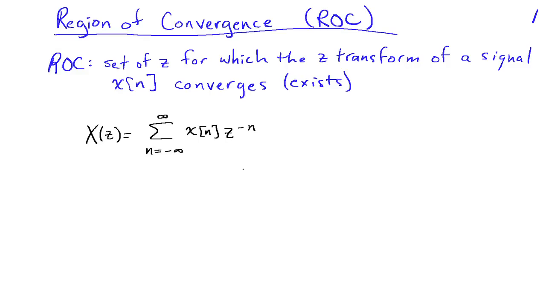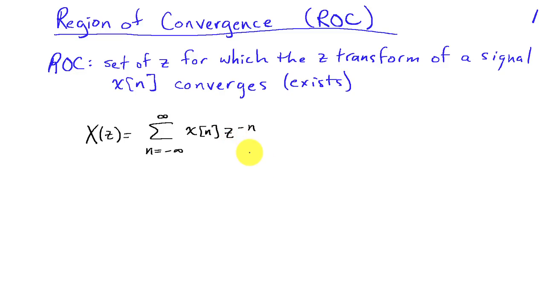An important attribute of the z-transform is this aspect called the region of convergence, which we'll abbreviate ROC. Now, the ROC is the set of all values of z for which the z-transform of a signal x of n converges. If we look at the definition of the z-transform, we have that X of z is a sum from n equals minus infinity to infinity of x of n z to the minus n. And this is an infinite series, and the question is, when does this series converge? And it might converge for certain values of z and not for other values of z.